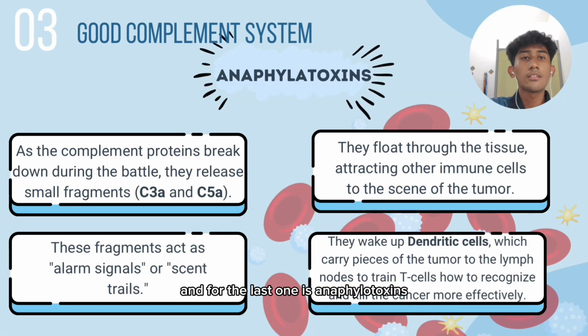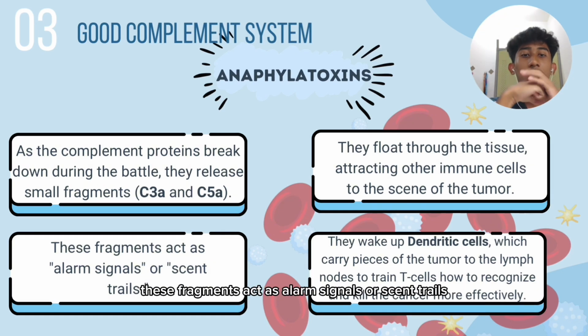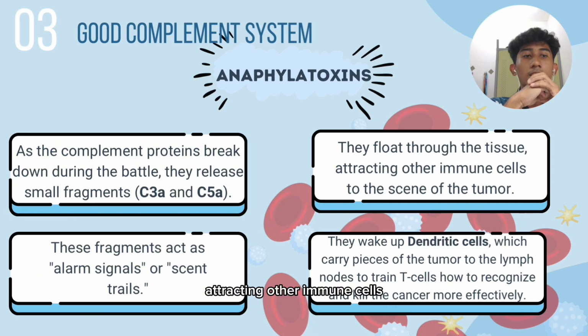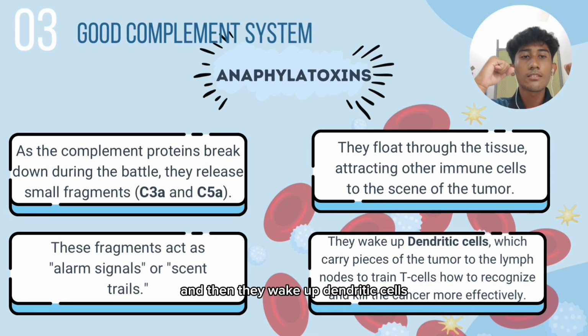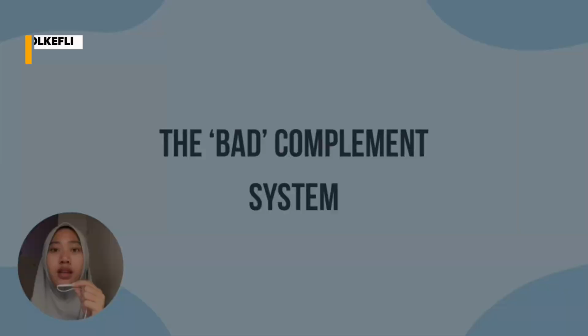And the last one is anaphylatoxins, which are the complement proteins that break down during the battle. They release small fragments, which are C3a and C5a. These fragments act as alarm signals or sentries. They float through the tissue, attracting other immune cells to the scene of the tumor, and then they wake up the dendritic cells, which carry pieces of the tumor to the lymph nodes to train T cells how to recognize and kill this cancer more effectively.